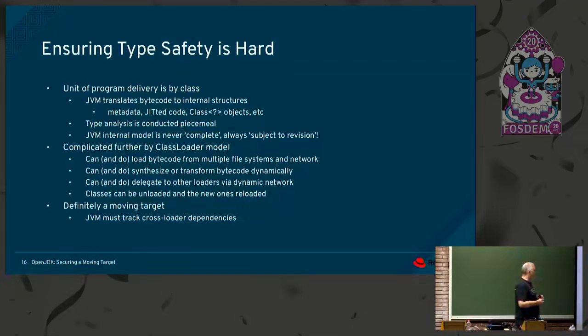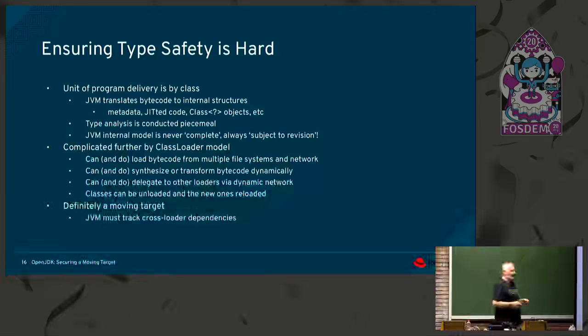This is actually difficult because the unit of program delivery is class by class. So the JVM is reading in bytecode and building up its own internal model of the class space, and the type security across that is being patched as you go along. So there's information you have about which types are in the runtime and what sort of accesses are valid, and that's always subject to revision because classes can be overridden. So assumptions you make about what's type safe at one point, you may actually have to revise or extend as you load more classes into the code base. So it's definitely a moving target there.